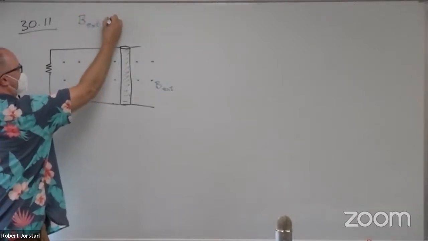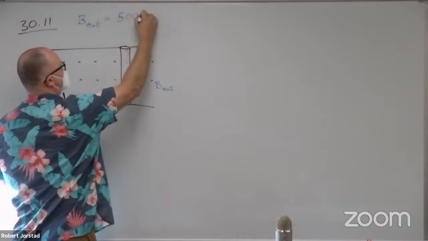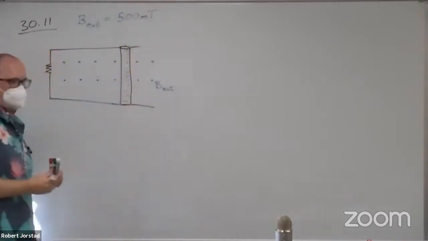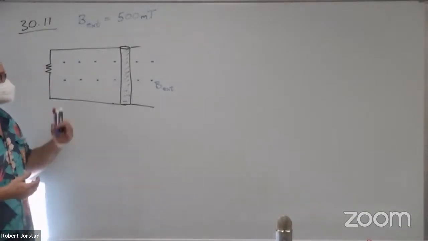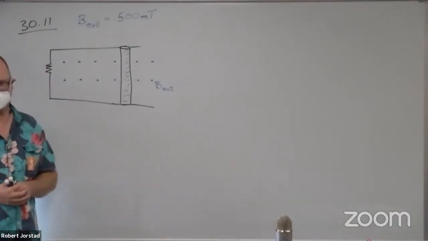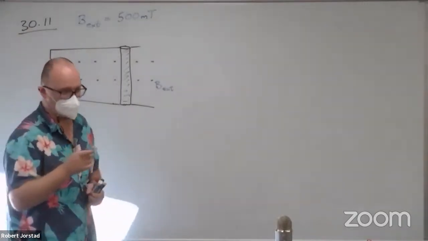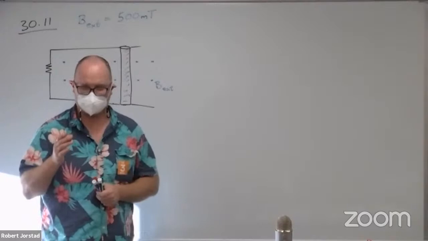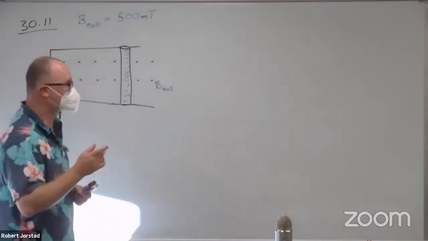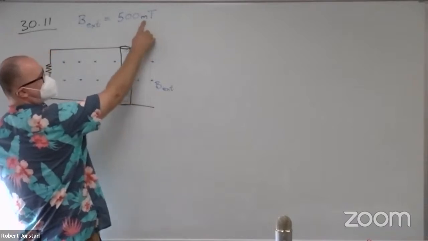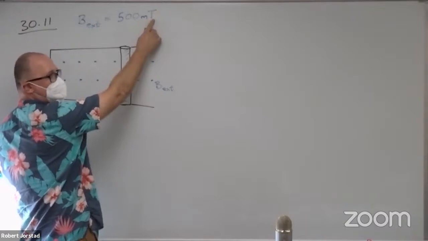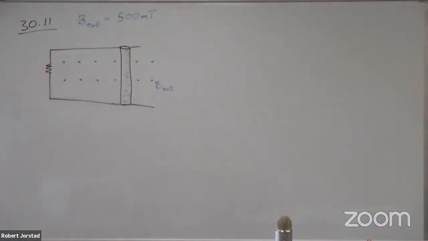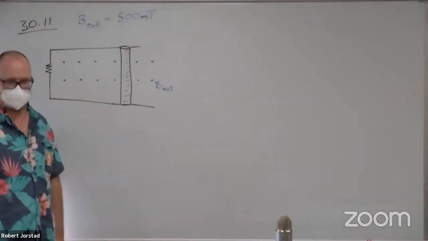B external in this problem, I think we said was 500 millitesla. Is that big or small? What's your gut say? Big or small? Huge. Think about the fields you measured in lab. They were 5, maybe 10 Gauss. Gauss, this is Tesla. So the milli is 10 to the minus 3, but switching it to Gauss is 10 to the 4th. Right? So that's like 5,000 Gauss if I did the math right in my head.